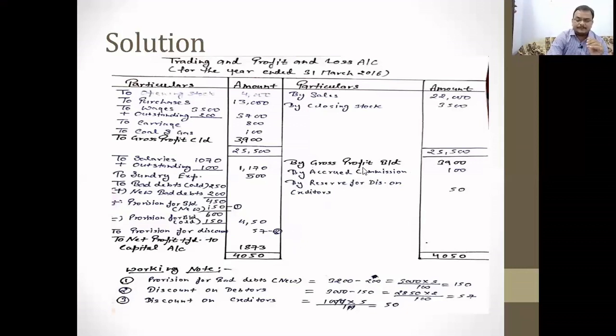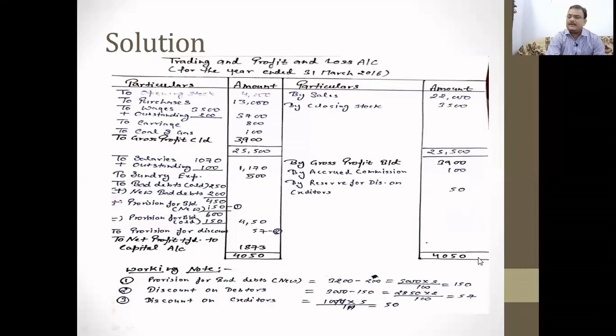Now see the credit side of profit and loss account. By accrued commission given 100 rupees, a reserve for discount on creditors. So जो भी अमाउंट आपका क्रेडिटर्स का था उस क्रेडिटर्स के ऊपर आपने जो भी परसेंटेज दिया है 5% और 2%, ठीक है, वो परसेंटेज यहाँ पर 5% दिया है. तो 1000 के क्रेडिटर्स थे जिसके ऊपर 5% आपने निकाल दिया, that is 50 rupees, और इसको क्रेडिट साइड में आपने प्रॉफिट एंड लॉस के शो कर दिया.